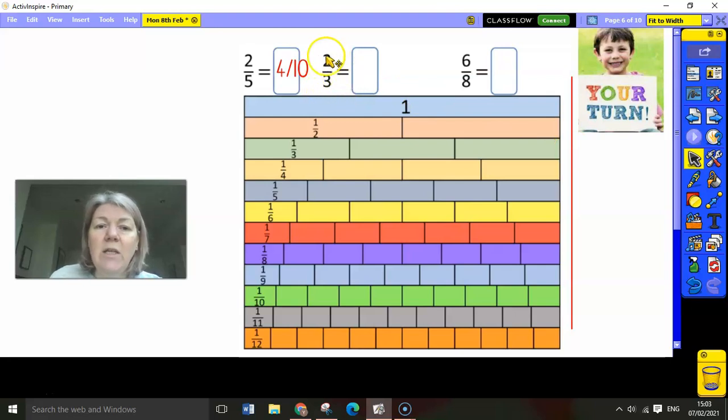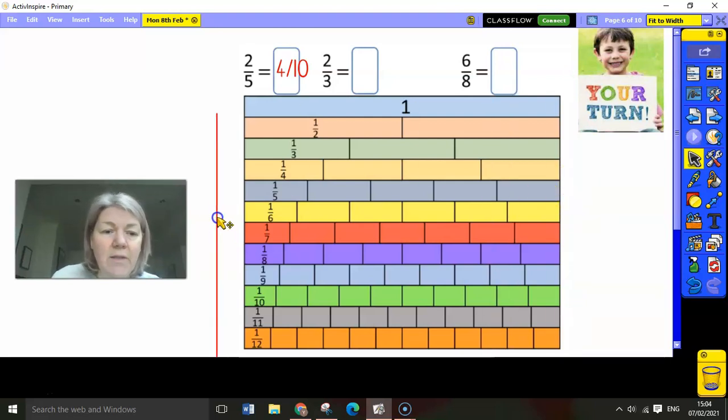So I want you to find equivalent fractions for 2/3. I said fractions, that should have given you a clue. And are there any equivalent fractions for 6/8? So pause now, have a little go, jot them down, and then come back and we'll see how you got on, see if you got them all right. Okay, wow, let's have a look.